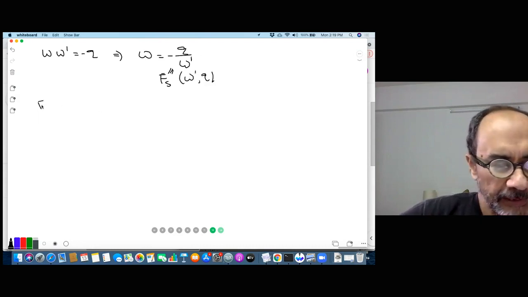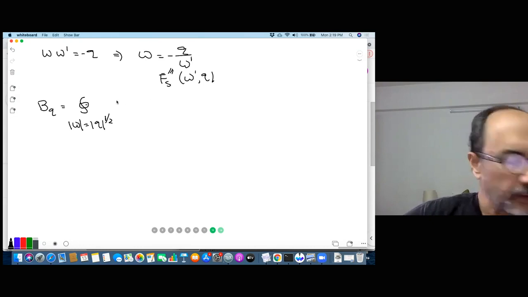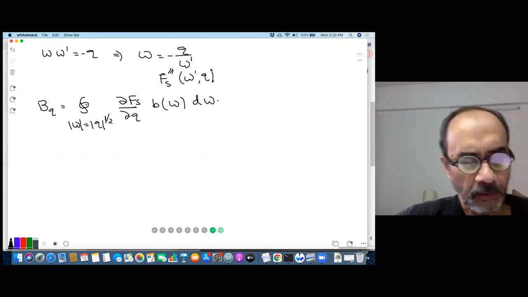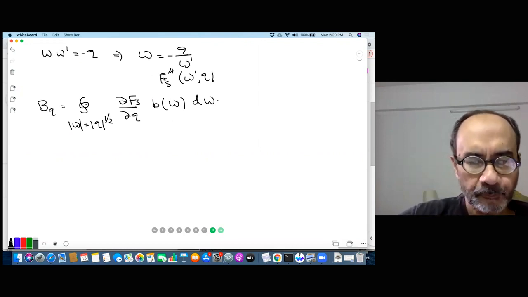Then bQ will be the integral over, this is about, say, mod W equal to mod Q to the half. That's where the sewing is taking place, of del F_s del Q b(W) dW. The F_s bar doesn't contribute because that depends on Q bar.